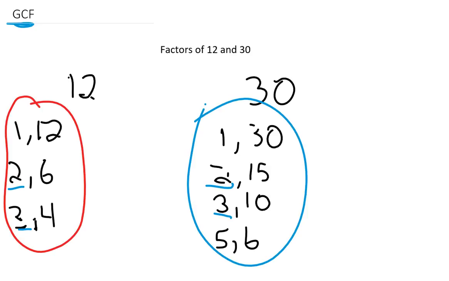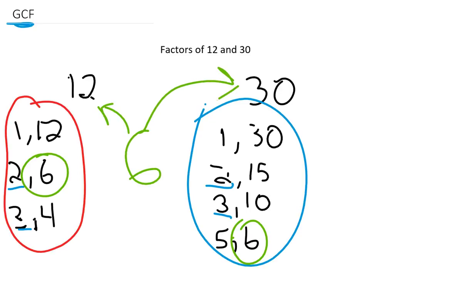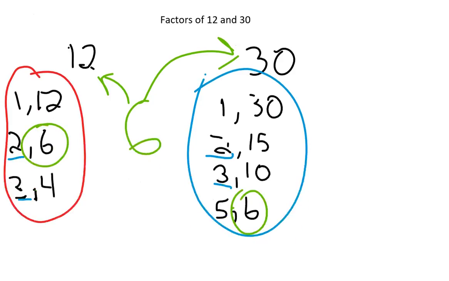But it's not. Because if we look even harder, we'll see I have a 6 in both of these situations. So 6 is going to be my greatest common factor between 12 and 30. So when we're finding the greatest common factor, all we're doing is finding the greatest number that I can take from both of my numbers.